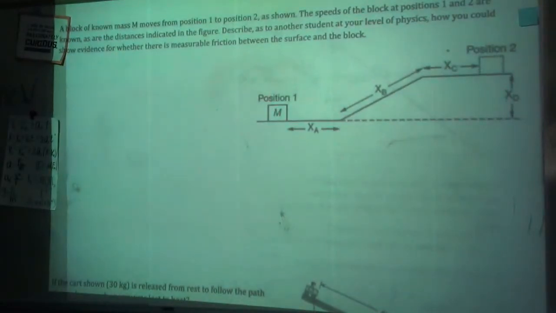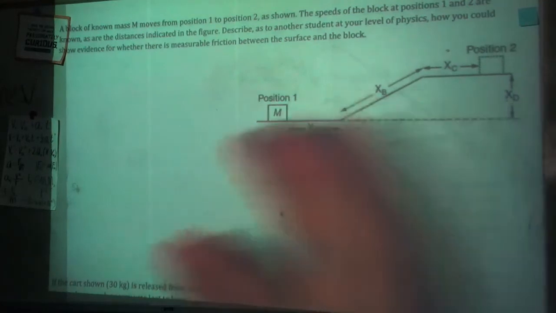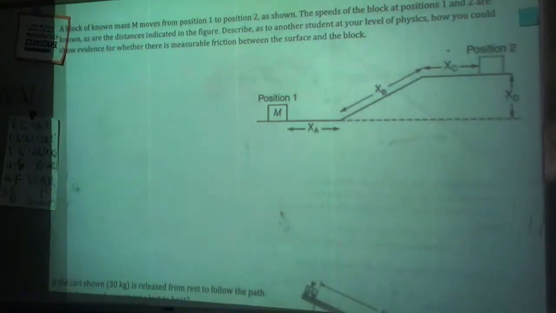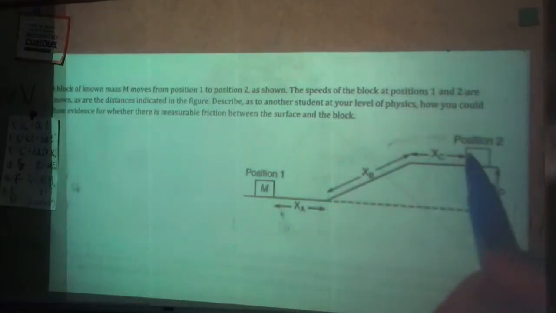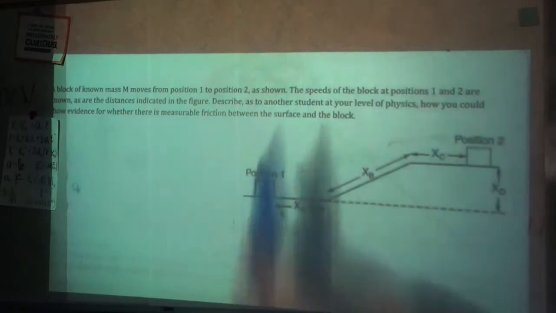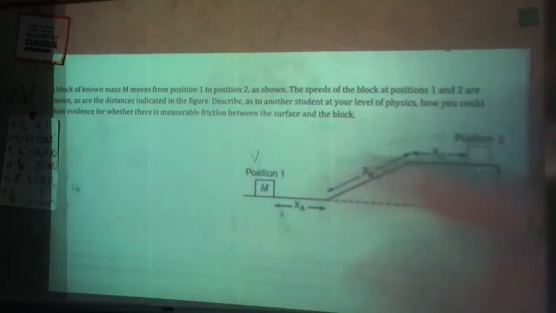So now, yesterday we were talking about no friction loss at all. Now we're going to do a couple problems where there are energy losses due to friction, or heat loss. It's the same thing. In this case, we've got a block of known mass, and it goes from position 1 up to position 2 as shown. And the speeds at position 1 and 2 are known. So I know the velocity at 1 and I know the velocity at 2.